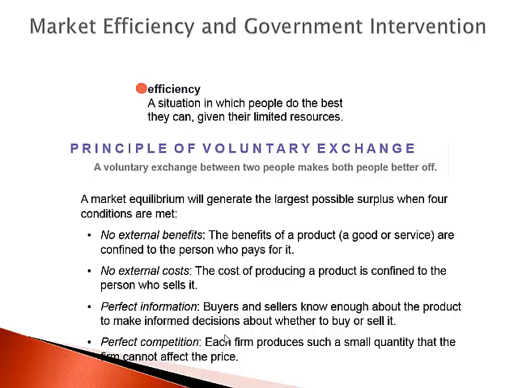But what I'm saying is, because there's external benefits for other people than the people directly involved, we're not getting the most surplus that we would typically get in an efficient market. Okay, enough said on that without getting very macro. Let's talk about no external costs. The cost of producing a product is confined to the person who sells it.